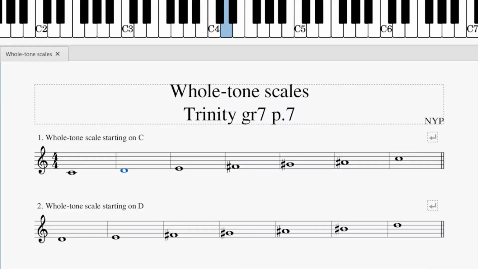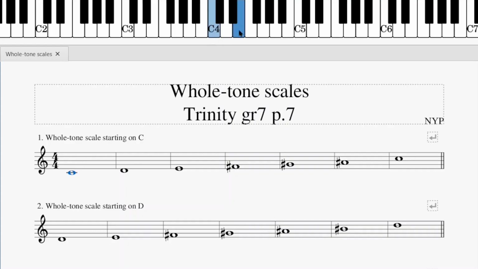Let's dive in. A whole tone scale is made up of 6 notes, and each note's distance is a whole tone. Whole tone means 2 semitones. So start from C. C to D is a whole tone. We can look at the keyboard here. C to D is a whole tone.